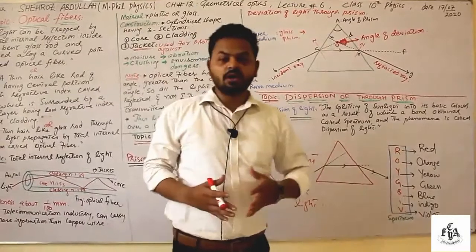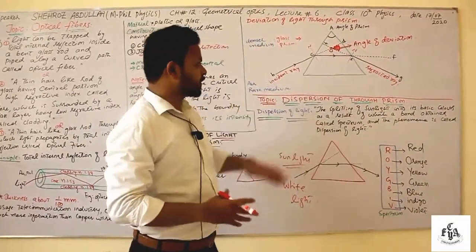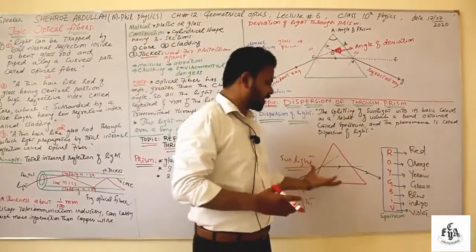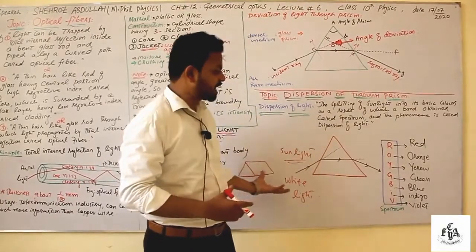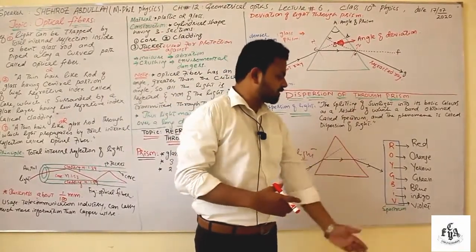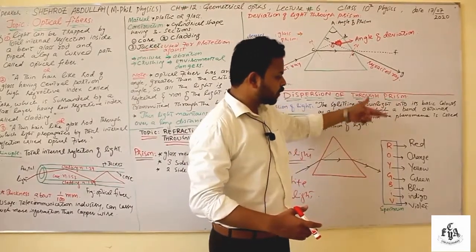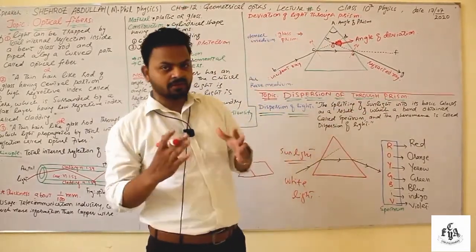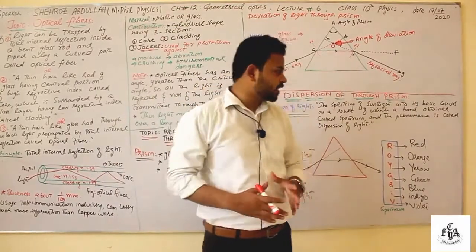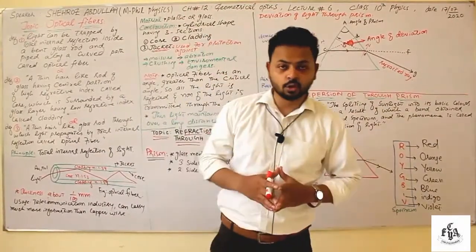Okay, so this was all about dispersion of light through a prism, right? We have fallen sunlight on that prism, and it is split into the 7 basic colors. A spectrum is formed, ROYGBIV, right? So this is how we do dispersion of light through a prism, right?